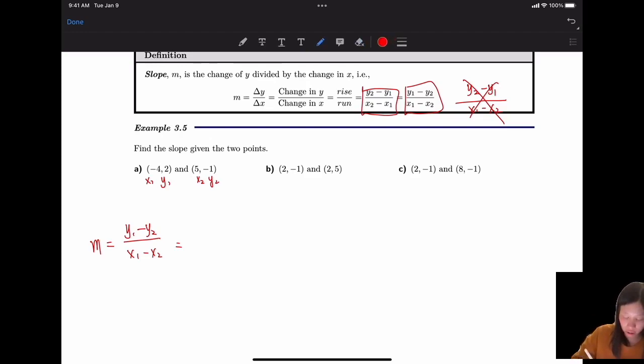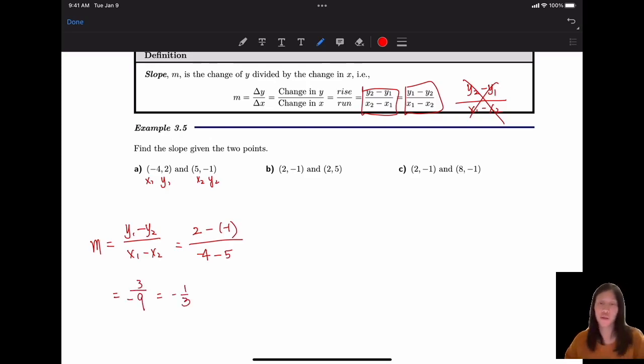So our y1 is 2 minus negative 1. Don't forget the parentheses, because if you forget, you may end up with 2 minus 1, and that will give you a different answer. And then for x, we have negative 4 minus 5. Okay, so this slope equals 3 over negative 9, which is negative 1/3 if you simplify it. Okay, so please do B and C by yourself. I'm going to pause the video and do it very quickly.